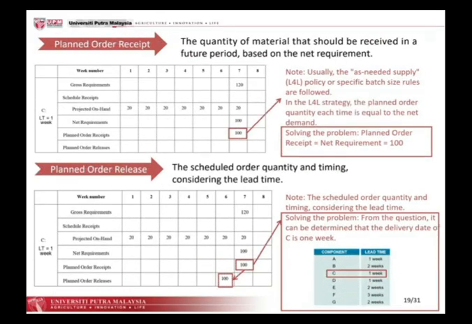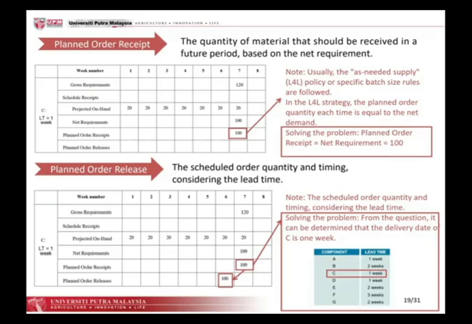The next part is planned order receipts. Usually, the as-needed supply policy or specific batch size rules are followed. This problem uses the L4L policy. In the L4L policy, the planned order quantity each time equals the net requirement. We know that the net requirement is 100. So, according to the calculation, the planned order receipts is also 100.